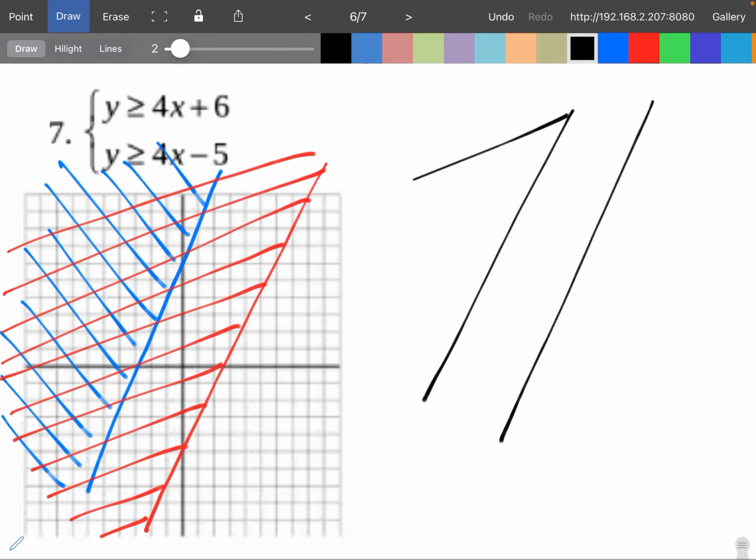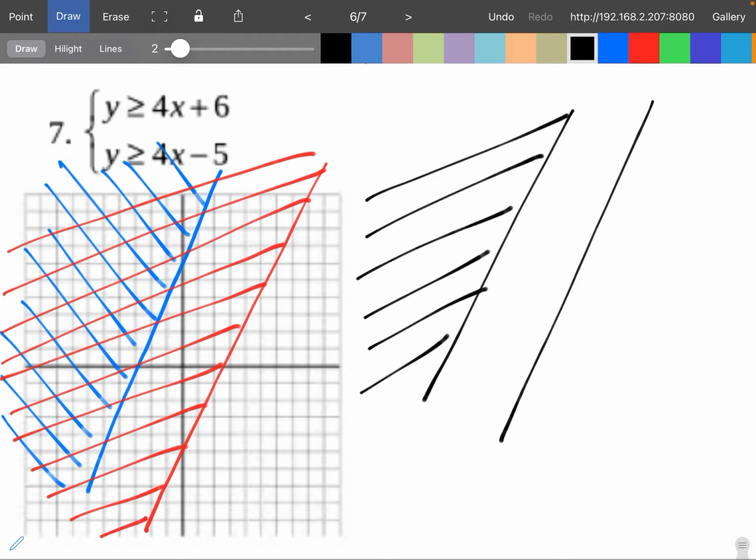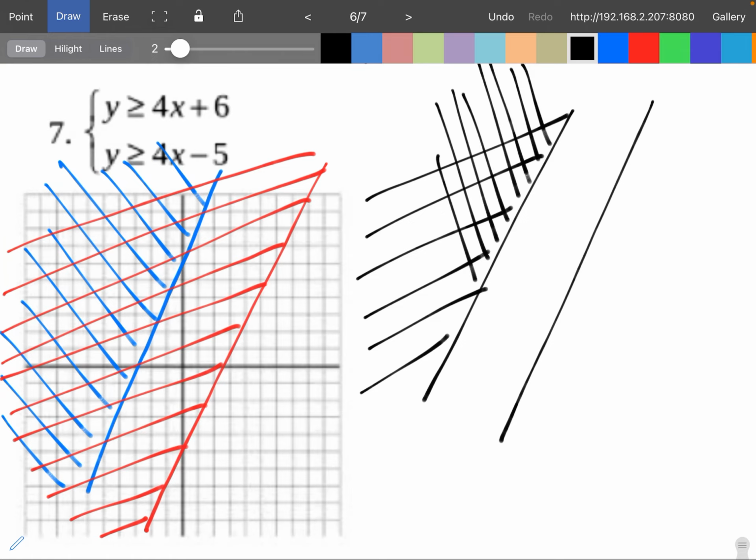Where's the double shaded part? Not in the middle. Where's it blue and red? Where? To the left. To the left of the blue line, right? So again, if I draw you a little sketch of that one, you'd have the two parallel lines. And the double shaded part would actually end up over here only.